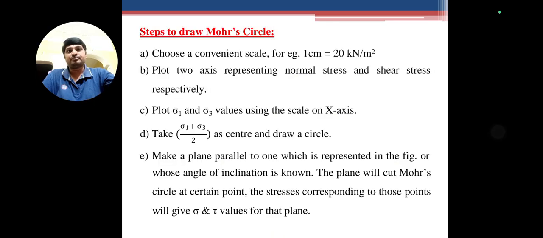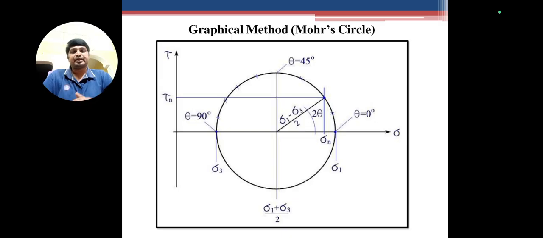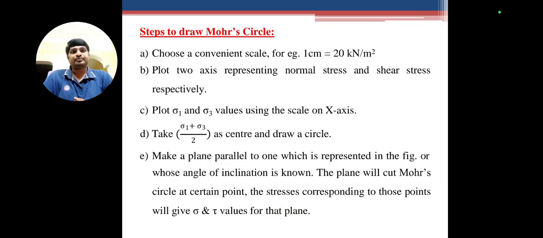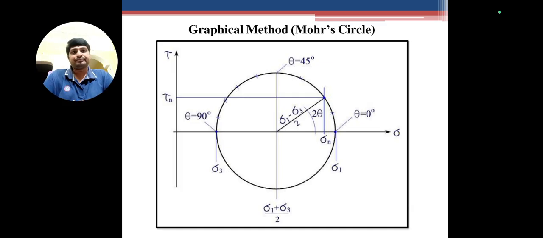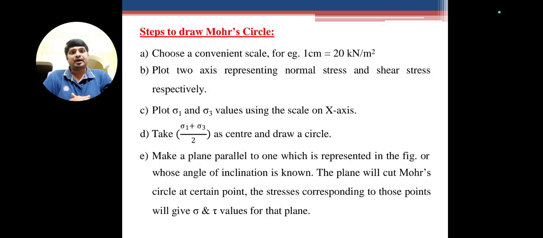For drawing the Mohr circle, we choose a convenient scale, for example, 1 centimeter equals 20 kilonewton per meter square. Then we plot two axes representing normal stress and shear stress respectively, as shown in the figure. Then plot the sigma 1 and sigma 3 values using the scale on the x-axis. Take (sigma 1 plus sigma 3) divided by 2 as the center and draw a circle as shown in the figure. Then we make a plane parallel to the one represented in the figure, or whose angle of inclination is known.